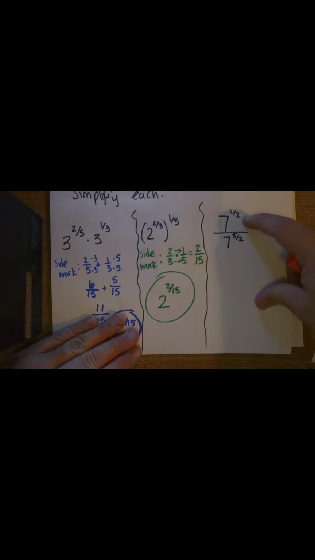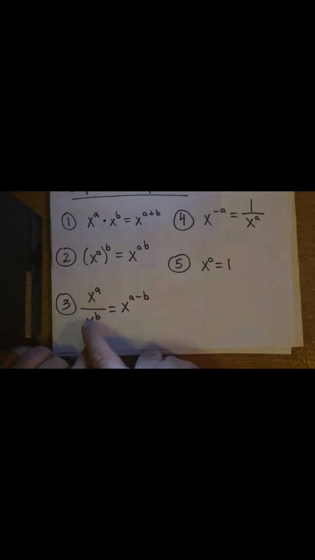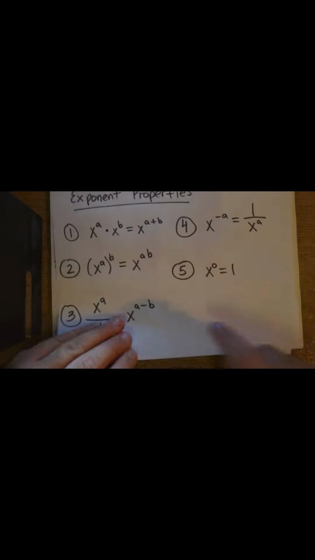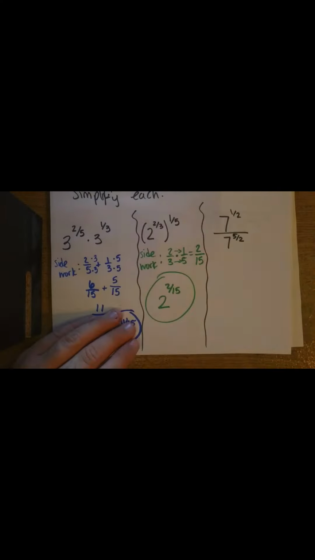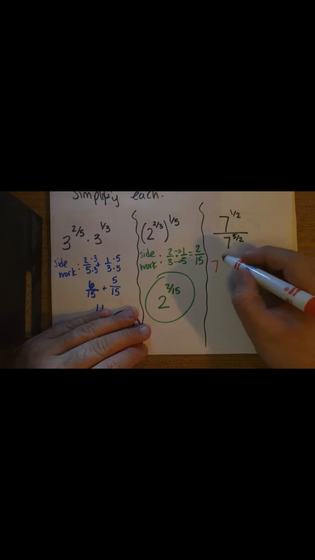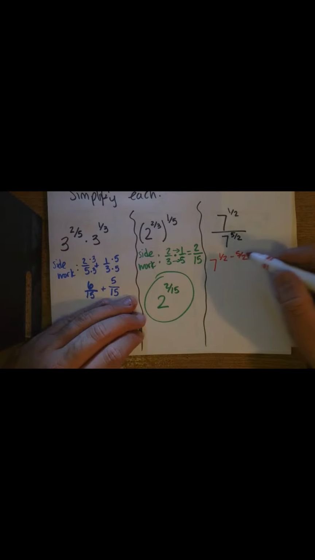Right here, I have 7 to the 1/2 divided by 7 to the 5/2. The property that this applies to is property number 3. Because we have the same number on top, or variable, in this case a 7 that's common here, I'm just going to subtract the powers. Subtract the top minus the bottom. So this becomes 7 to the 1/2 minus 5/2. Okay, so we've got to do what's 1/2 minus 5/2.